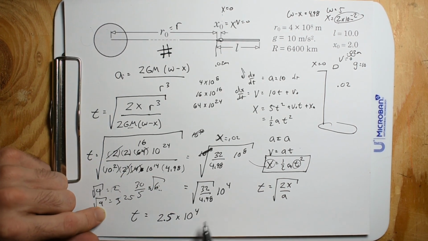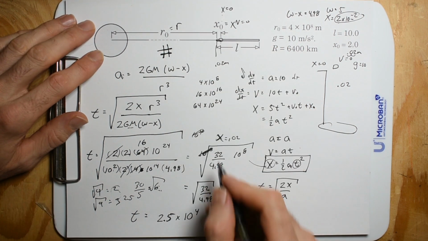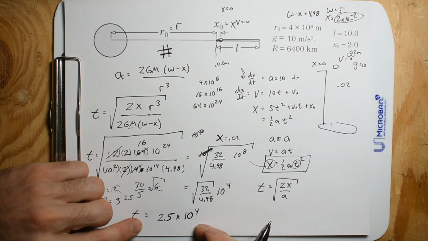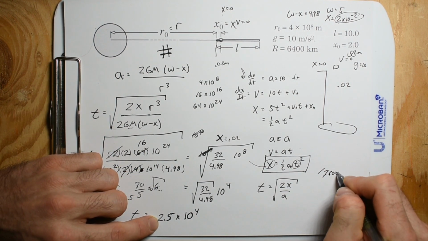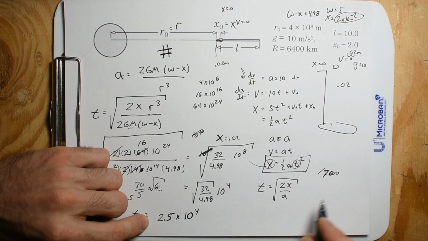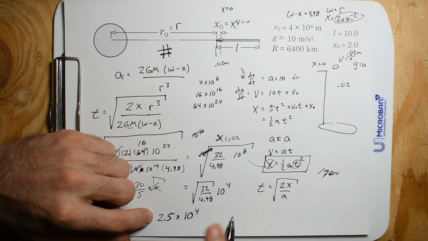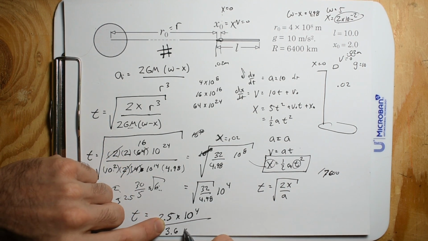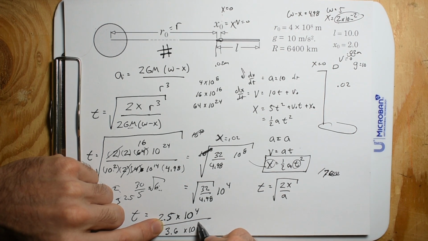So that's going to be our time value that's going to take this bead to pop off. If you do this in your calculator and then divide by 3,600, I'd never even thought about that. We would divide by 3,600 to get hours. Well, why not just divide by 3.6 times 10 to the 3?